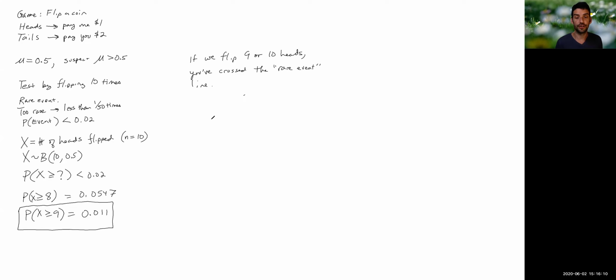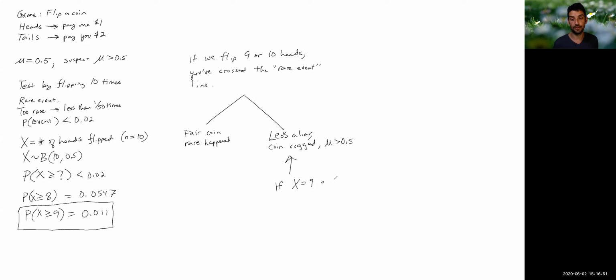In other words, there are two possibilities. It's a fair coin and a rare event happened, or Leo's a liar and the coin is rigged, meaning it has a greater than 50% chance of flipping heads. And so because of our decision of where this line is, we would say we are going to assume the rigged coin is true if X equals 9 or X equals 10. Otherwise, we'll assume the fair coin is true.